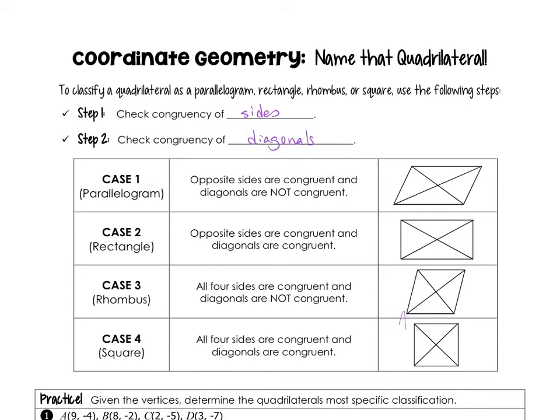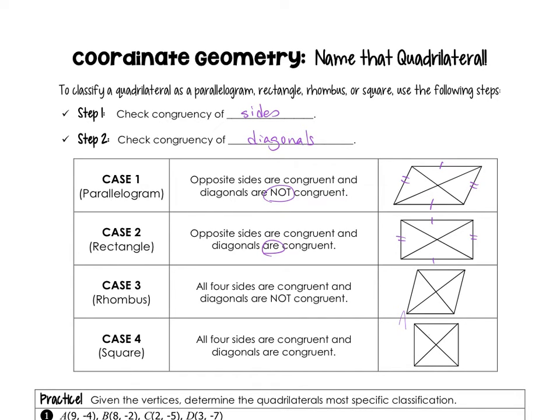Is a parallelogram. Opposite sides are congruent and diagonals are not congruent, meaning these two opposite sides are congruent, but the diagonals are not congruent. So when you have a situation like that, you use most likely distance formula, and then you will find out that it fits this criteria. You have a parallelogram. Rectangle, opposite sides are congruent, and the diagonals are congruent. Then you have a rectangle.